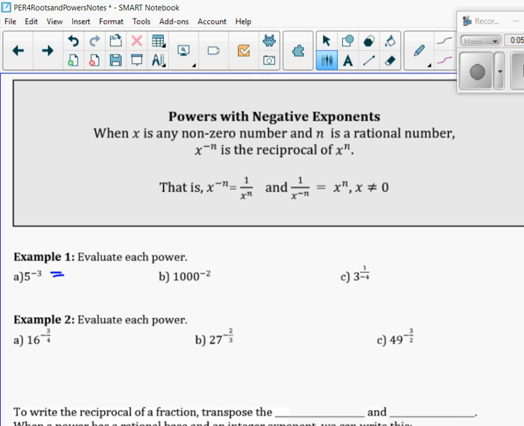So how could I make the positive exponent out of 5 to the negative 3? Again, it's not a negative number. You're not listening to what I'm saying. You have to reciprocate it to make the exponent positive. So I reciprocate 5, it becomes 1 over 5, and as a result, that negative 3 becomes a positive 3 exponent. Now I can actually evaluate it. And what's 5 to the power 3? Yeah, 125. So it's 1 over 125.